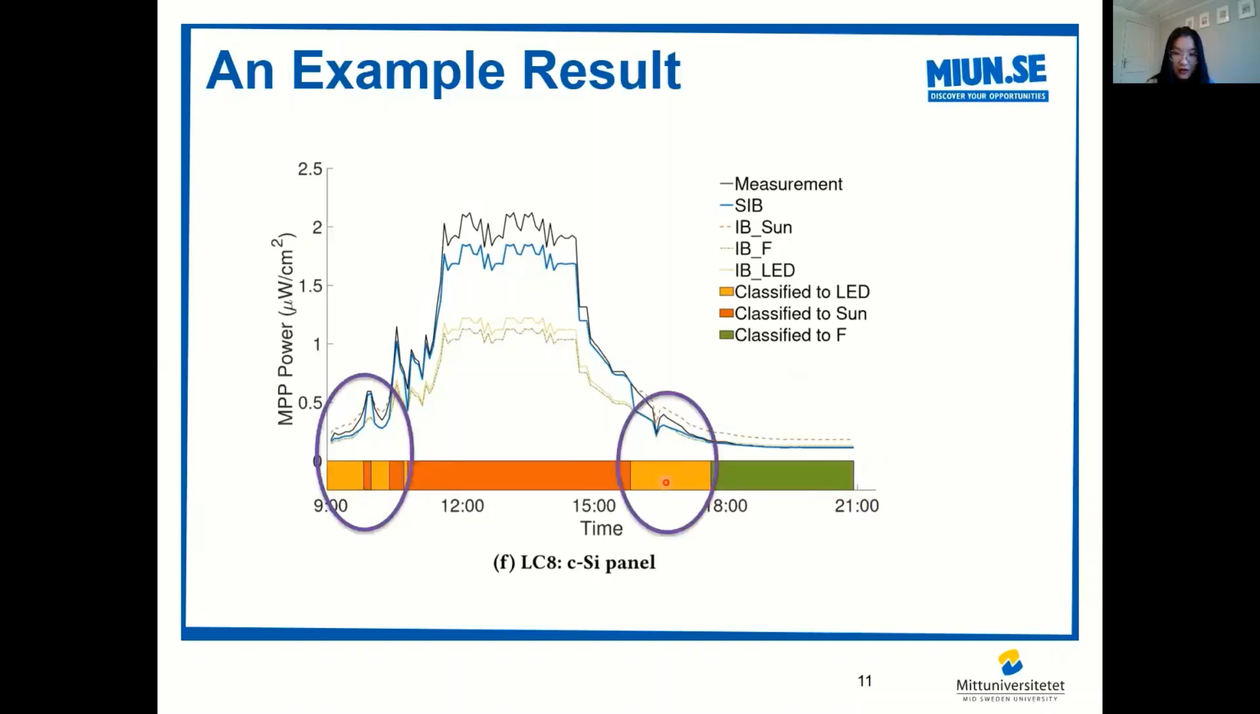At sunrise and sunset, the classifier suggests neither sunlight nor fluorescent, but determines the light source to be mixed light, because it has a coexistence of sunlight and fluorescent.